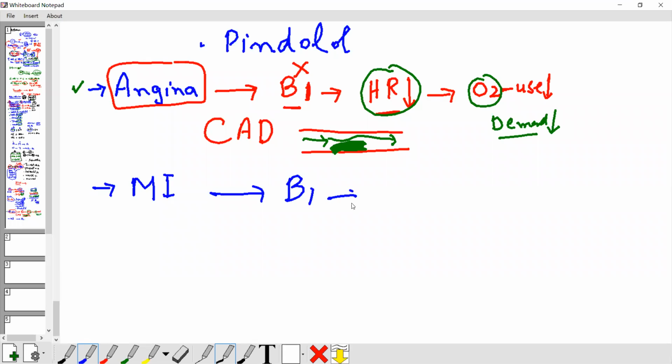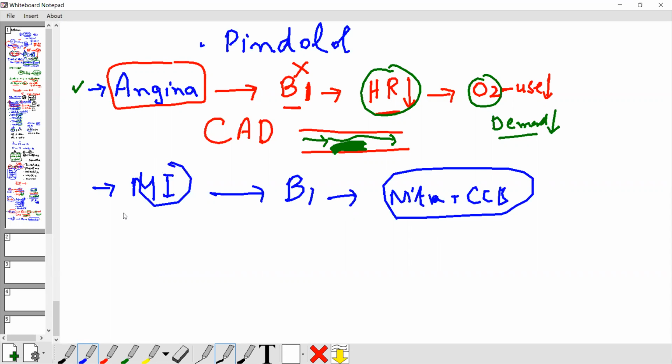For MI patients again we use this beta blocker. We use beta blockers also with nitrate plus calcium blocker. Many drugs we use in MI and angina. Okay, quickly, we discuss that in detail in the CVS system. Okay, next.